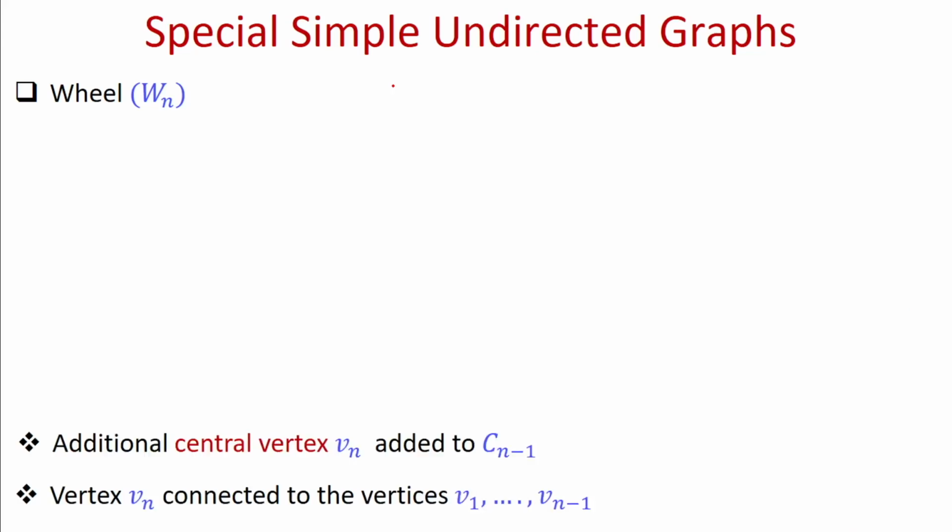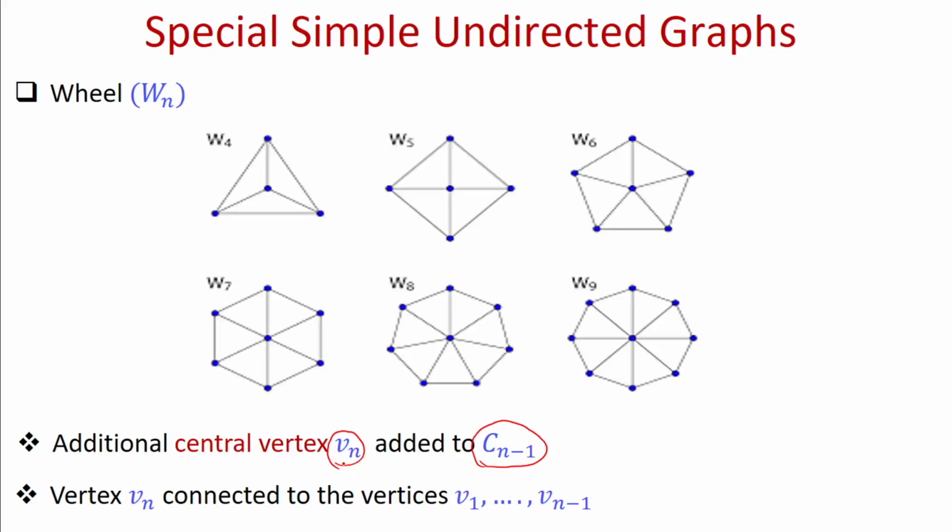Then there is another special simple undirected graph called the wheel graph. It is slightly different from the cycle graph. What you do is you take a cycle graph involving n minus 1 nodes, and then you add a central vertex, which is the nth vertex. We add an edge between the central vertex and all the vertices in your cycle graph C of n minus 1. So for instance, if I want to form W4, then I take the cycle graph involving 3 nodes, add the fourth vertex V4, and add an edge from this fourth vertex to every other existing vertex in the cycle graph.